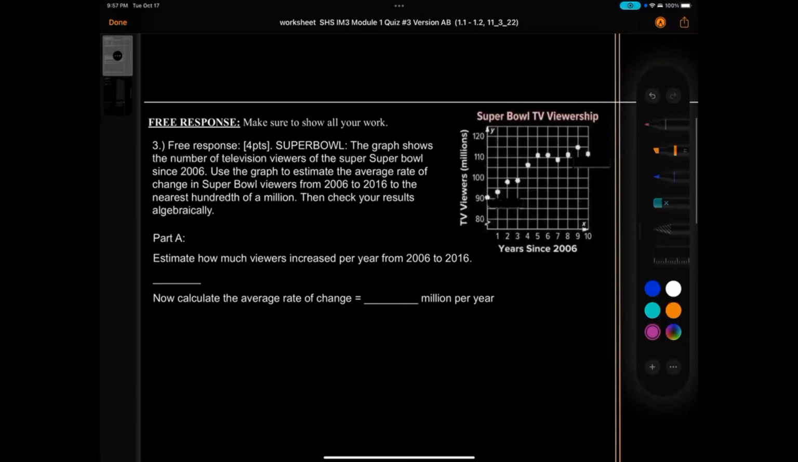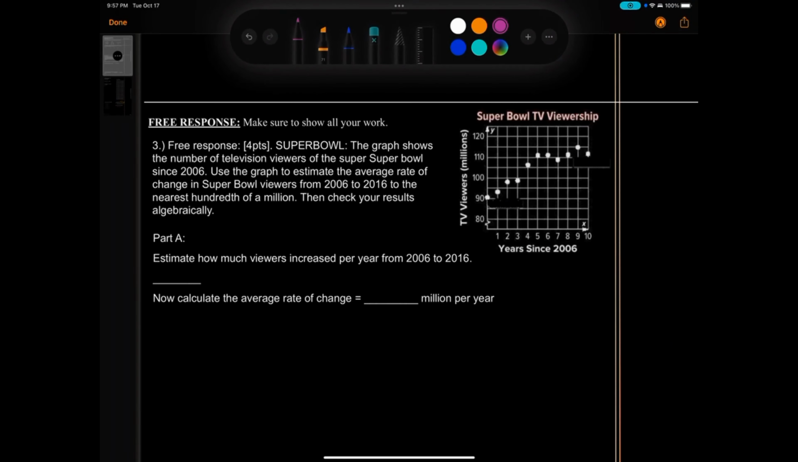Let's talk about the Super Bowl problem. The graph shows the number of television viewers of Super Bowl, whoops, typo, Bowl since 2006. Use a graph to estimate the average rate of change in the Super Bowl viewers from 2006 to 2016. So there is our interval, 2006 to 2016. This is called interval notation.